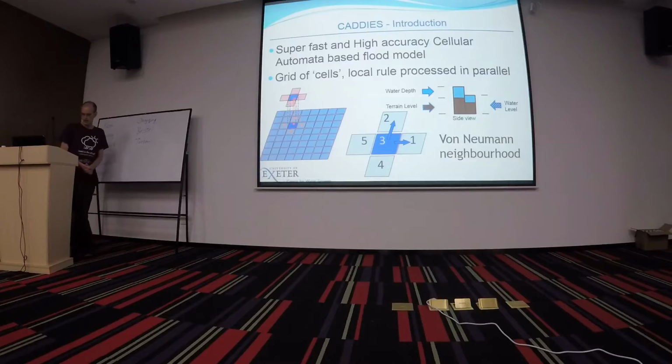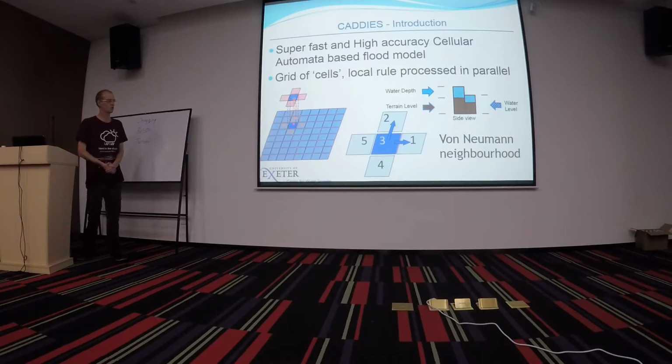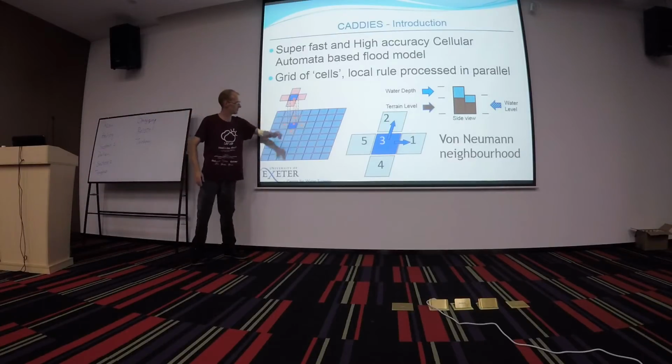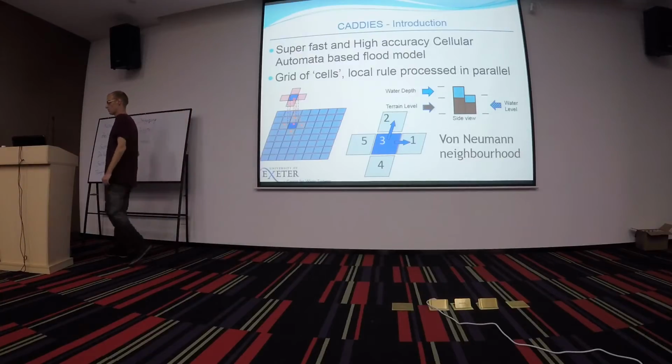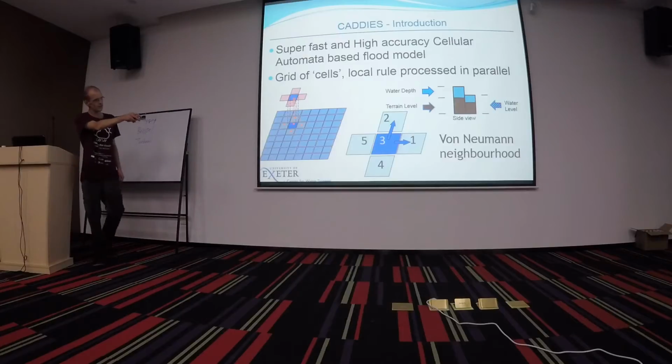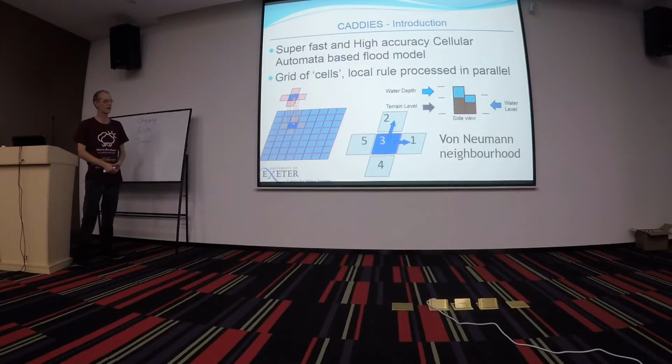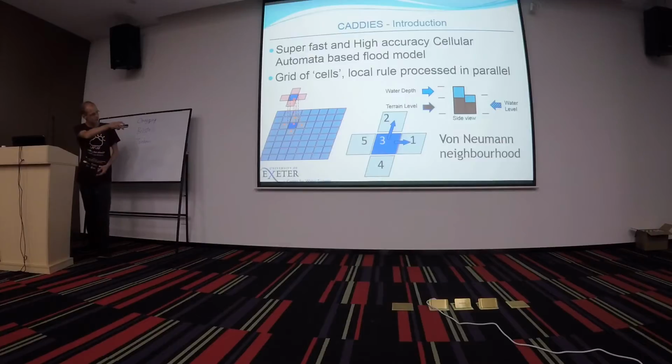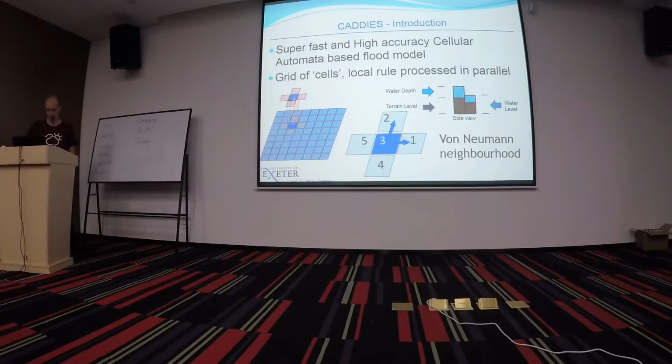So it's designed to be super fast because it's based on the cellular automaton model. And that is, cells are the grid cells, effectively. And we use a local neighborhood, so the von Neumann neighborhood, which is north, south, east, and west. As I say, we have a terrain level inside each cell, and then sitting on top of that, you have the water depth. And if you combine the two, we call that the water level. And as I say, we take the local neighborhood and effectively calculate the next state for each cell.